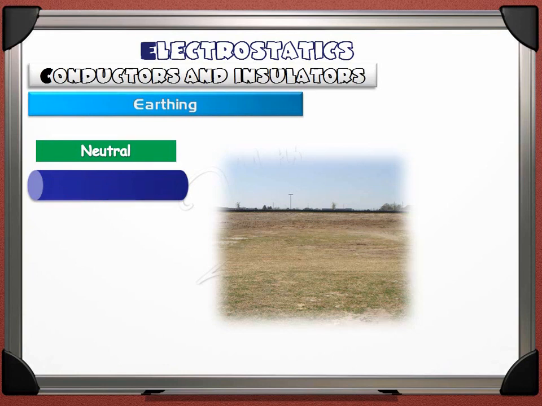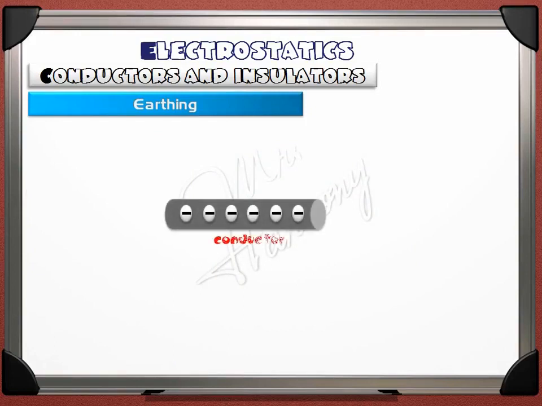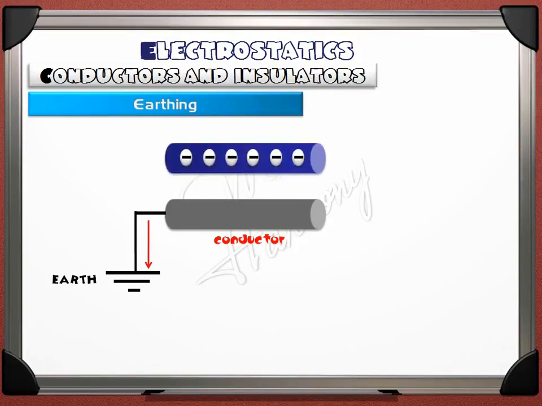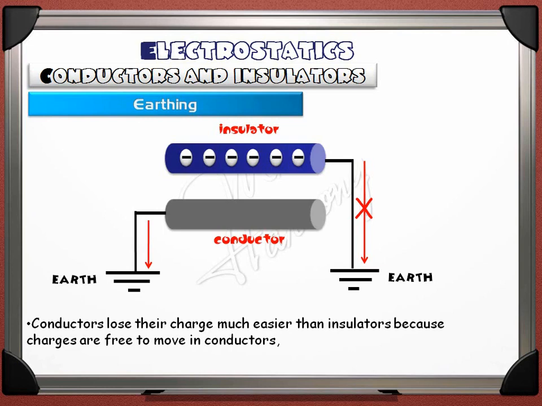After that, we must compare between earthing the conductors and earthing the insulators. If, for example, a negatively charged conductor rod is earthed, the extra electrons immediately escape to Earth because they move easily through the conducting rod. But if a negatively charged rod that is made of an insulating material is earthed, electrons will hardly escape. This is because the extra electrons are harder to move within an insulating material. The same thing applies if the rods were positively charged. Conductors lose their charge much easier than insulators because charges are free to move in conductors.